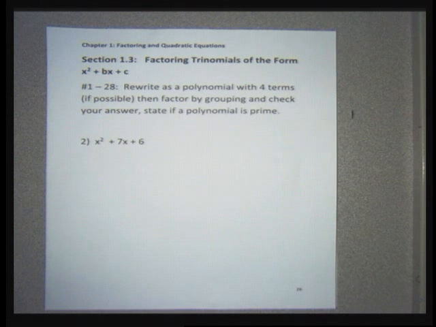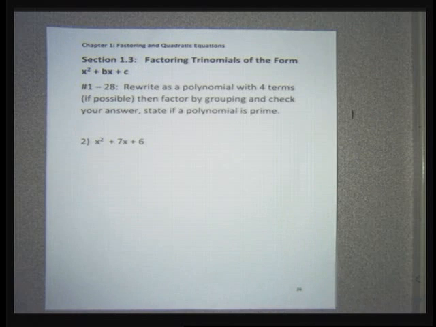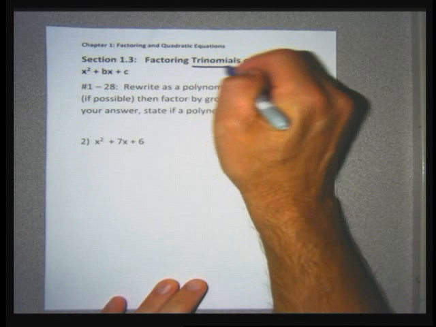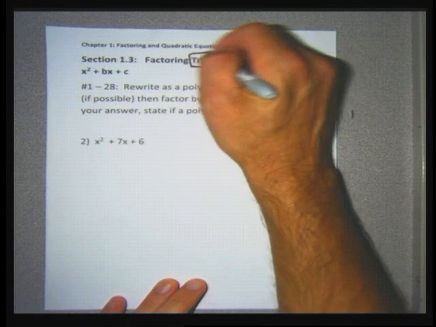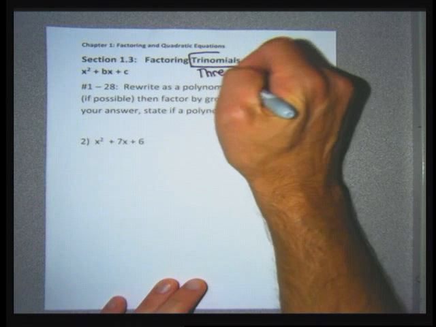All right, so we're going to jump into section 1.3, and the title is Factoring Trinomials of the Form x squared plus bx plus c, which may not mean a lot if you don't really read mathematics so well, but trinomial, since we're factoring again, and all the problems in this section are trinomials, which means the problems have three terms.